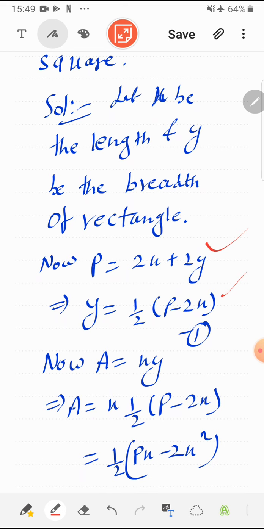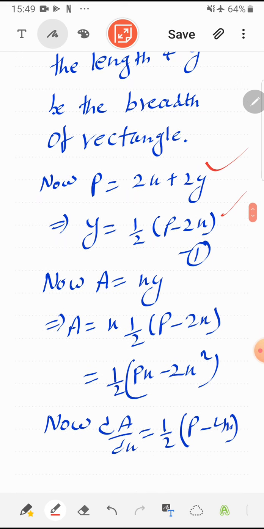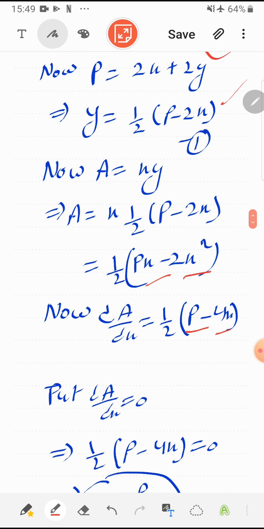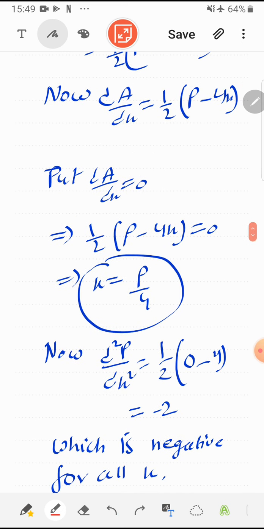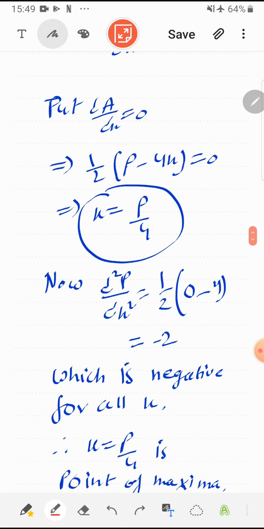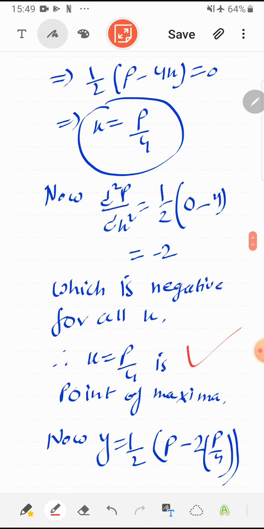So that x can be multiplied in the bracket. Now we can take the derivative dA by dx, which is simply P minus 4x, over 2. Now put dA by dx equal to 0, so that x is P by 4. Now next is the double derivative. So it is again very easy. The derivative of P is 0 and of minus 4x is minus 4, so overall minus 2. Again there is no x. That means we can write this is negative for all x. That means x is equal to P by 4 is the point of maxima.